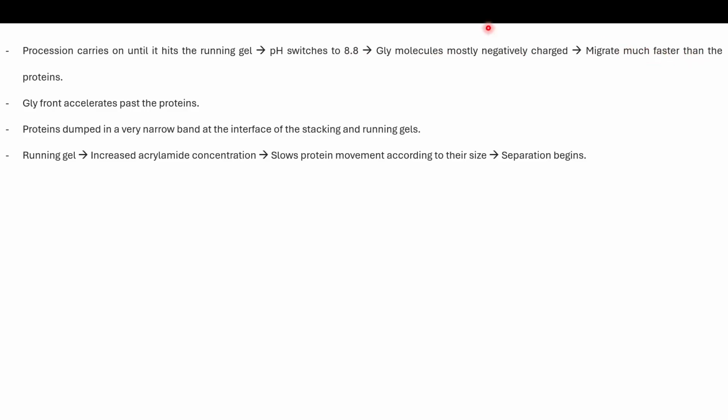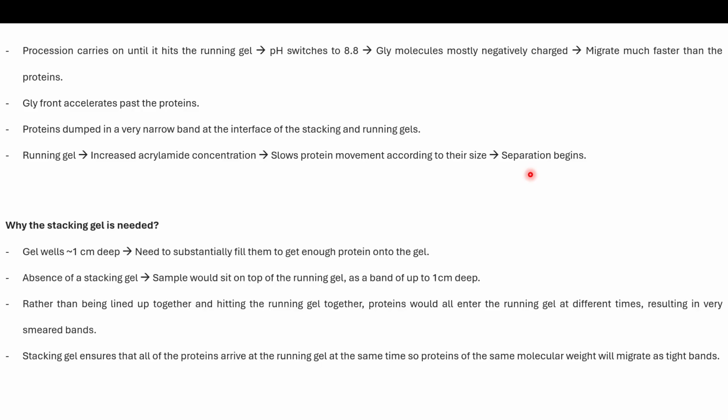It migrates much faster than the proteins. And hence the glycine front now accelerates past the proteins, and proteins are dumped in a very narrow band at the interface of the stacking and running gels. In the running gel, we saw that it has increased acrylamide concentration, which actually forms the matrix, and hence the porous matrix slows the protein movement according to their size, and hence resolving or separation of the protein bands eventually starts.